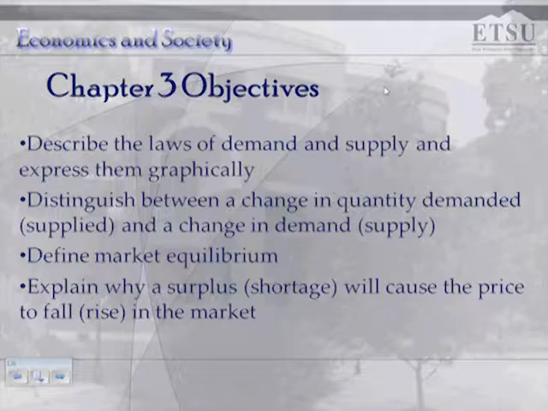We're going to think about the law of supply and demand, distinguish between the terminology a little bit, the quantity demanded versus demand, and quantity supplied versus supply. We're going to see how markets reach equilibrium and explain what a surplus or shortage is, and explain why a surplus or shortage will cause changes in the market price.